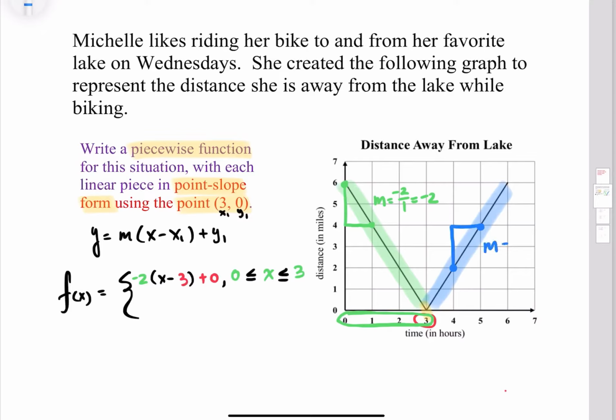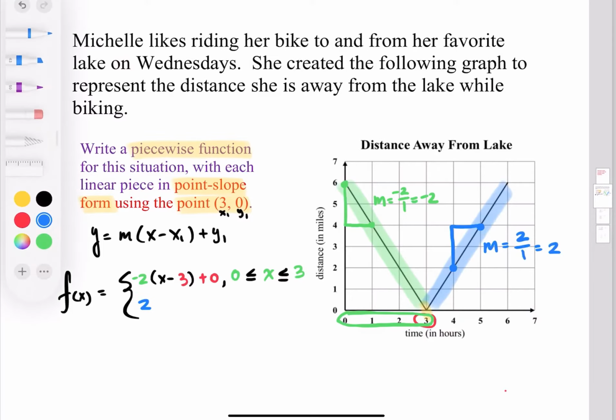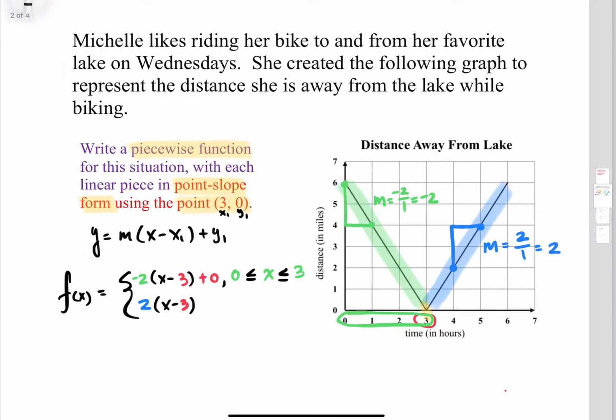So that means my slope, rise over run, rise 2 and run 1. So we can simplify that to 2. So our slope is 2. And then we're going to go ahead and keep that same point, that same shared point. So that means x minus, and then again, x1 is 3. Then I'll go ahead and close up the parentheses. And that y1, again, is 0. So I'm going to go ahead and put in that 0. But when we go ahead and simplify this, we don't need that 0. All right, I'm going to go ahead and put in my comma.